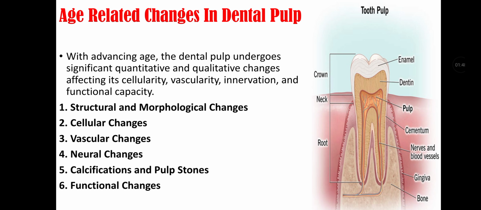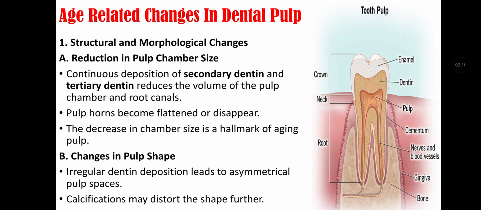Age-related changes in dental pulp. With advancing age, the dental pulp undergoes significant quantitative and qualitative changes affecting its cellularity, vascularity, innervation, and functional capacity. First, we will talk about structure and morphological changes. Then, we will talk about cellular changes, vascular changes, neural changes, calcification and pulp stones, and also functional changes. So, the first age-related change in dental pulp is structure and morphological changes. It includes reduction in pulp chamber size and changes in pulp shape.